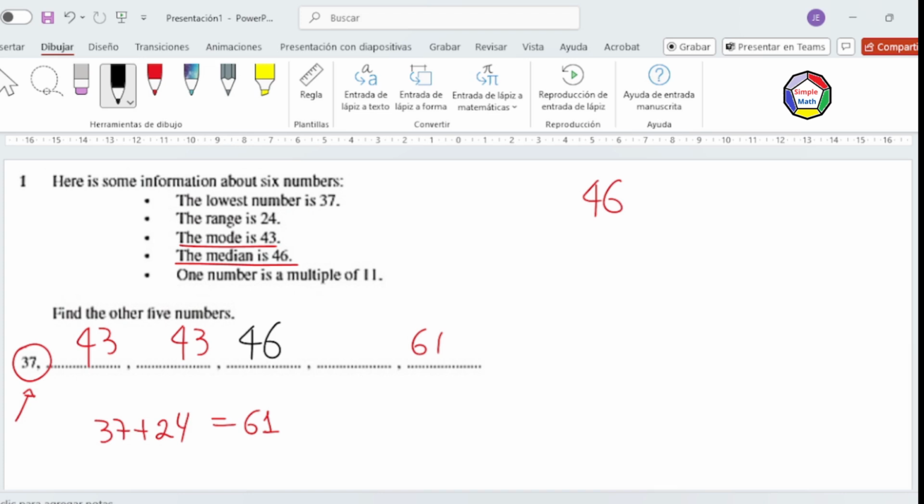If you see, there is no number that is a multiple of 11. Which are the multiples of 11 that are between 37 and 61? Let's think about the multiplication table of 11. Which numbers of the multiplication table of 11 are between 37 and 61? Well, 11 times 4 is 44. 11 times 5 is 55. And 11 times 6 is 66, but it cannot be 66 because the biggest number in the distribution is 61. So we have two options.